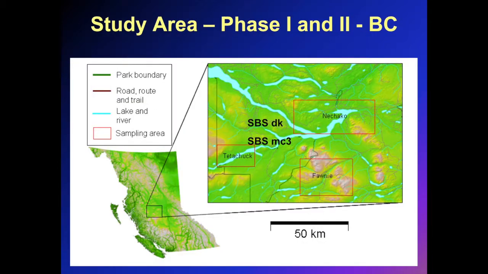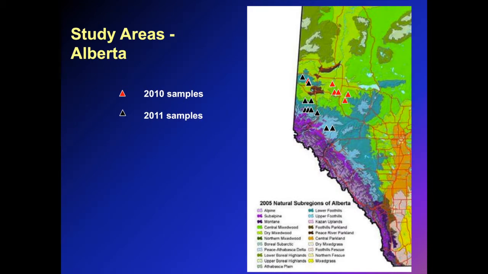So here are the study areas for phase one. This is an area near Tweedsmuir Park in British Columbia, if you're familiar with that. So we sampled a dry subzone and a sort of a mesic or moist subzone in those samples. And in Alberta, as I mentioned, our first year of sampling here was focused in the mixed wood area, and then we moved into the foothills last year during our summer sampling.